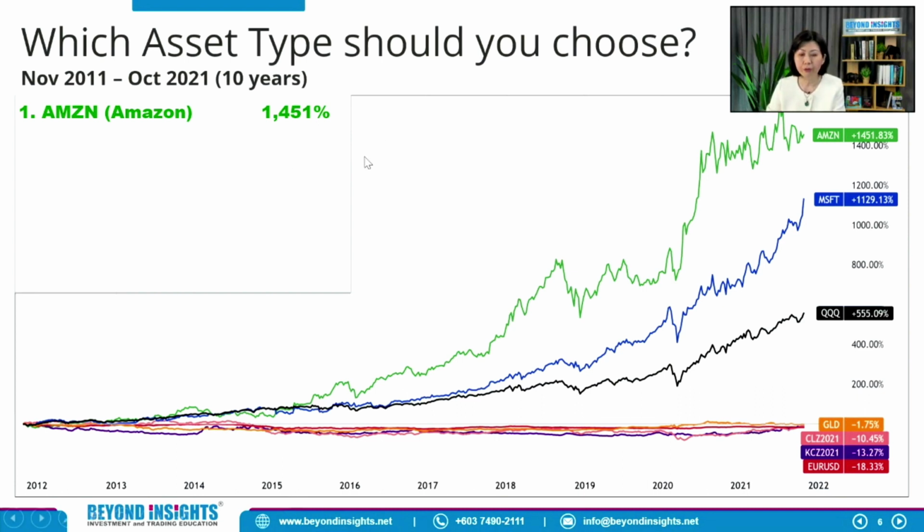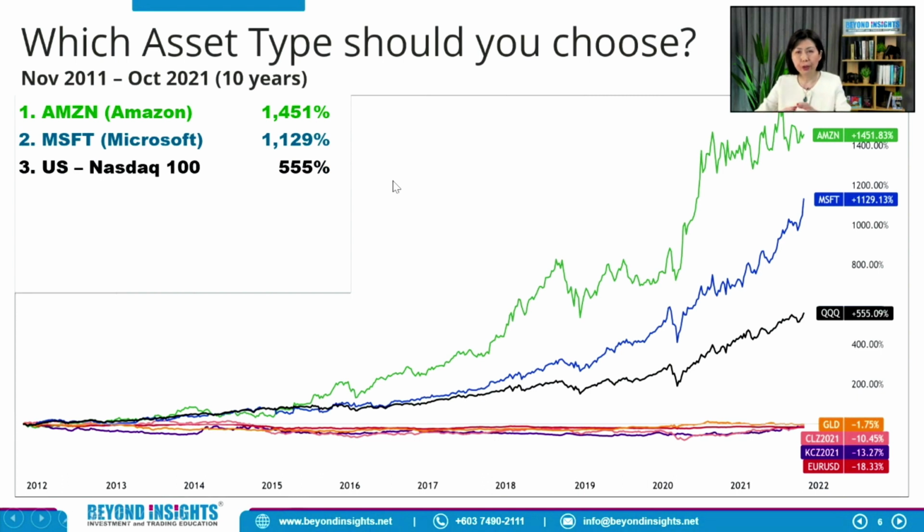Like in this case, Amazon performed 1,451% over the 10 year period, which is 145% per year. And I chose another example here, which is Microsoft, also a high performer, with over 100% return per year on average. Then you can also go for an index fund. This is the NASDAQ 100, which represents the top 100 stocks selected from the NASDAQ stock exchange. Primarily, these are high growth stocks. A lot of them are from the technology sector, but it's not only tech stocks. So this is still very good performance, 55.5%.